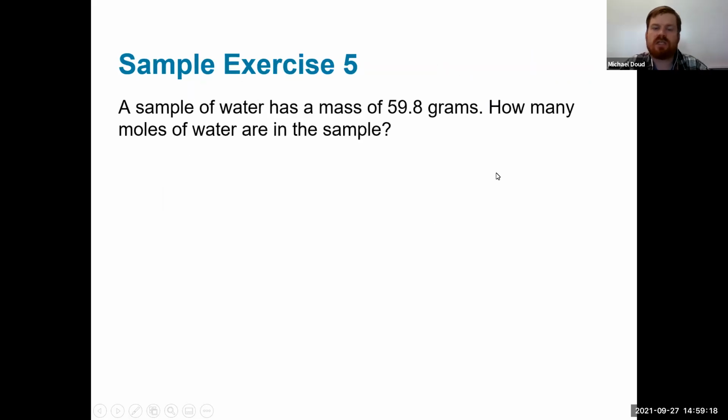Okay, time for a sample exercise. A sample of water has a mass of 59.8 grams. How many moles of water are in the sample? Just to make sure it's not a trick question, remember water's molecular formula, H2O, and you won't go wrong. So go ahead, give it a shot, pause the video. Okay, I'll assume you're back now.